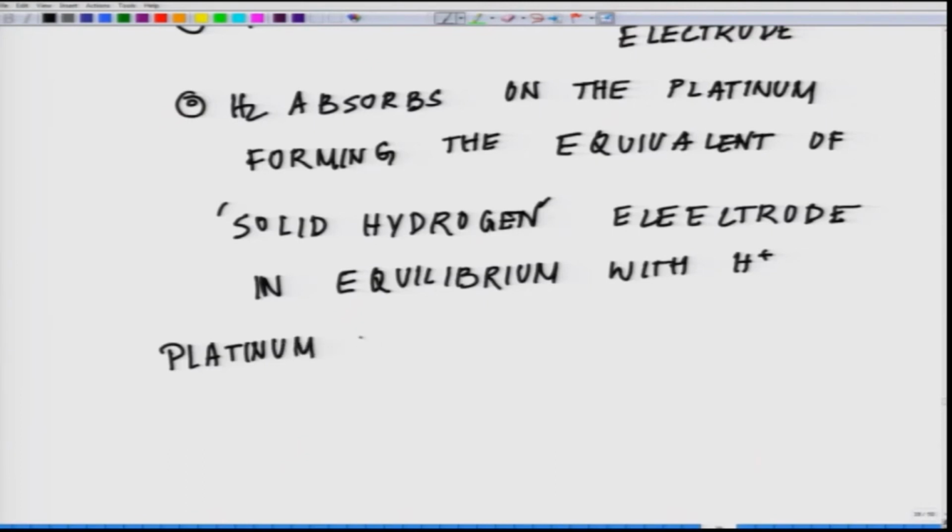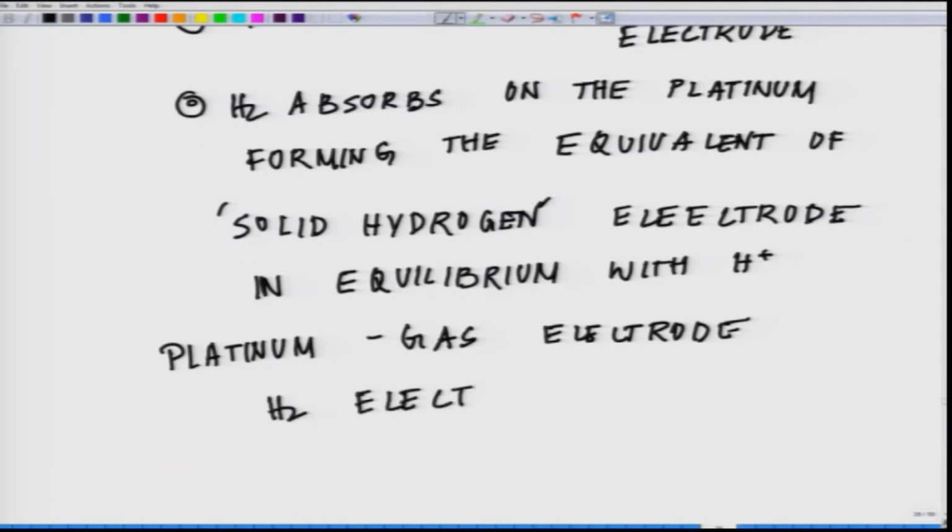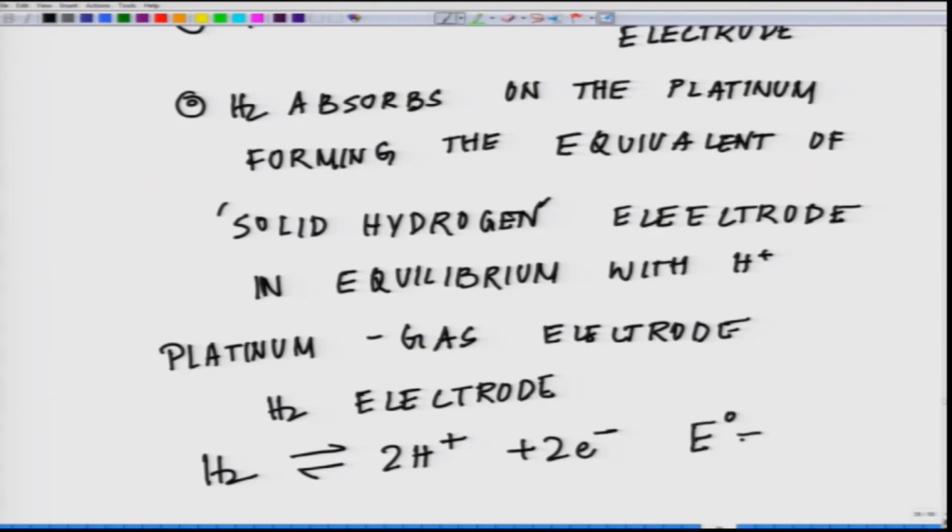So, in other words, the platinum gas electrode, which is the hydrogen electrode. So, essentially the reaction, what is happening is something like this, 2H plus 2 electron, and this is given an E naught value of 0.00 volt.